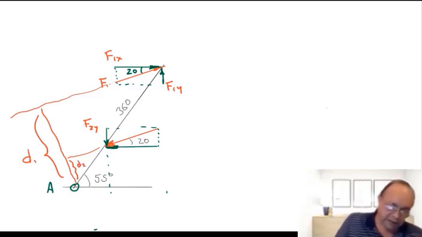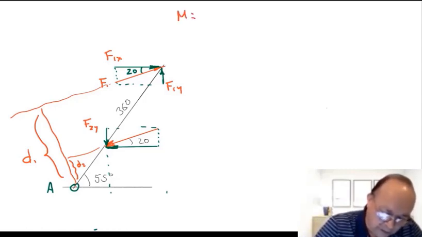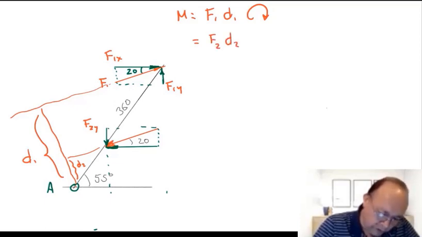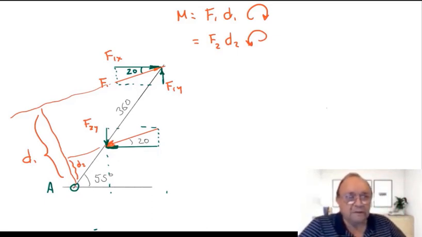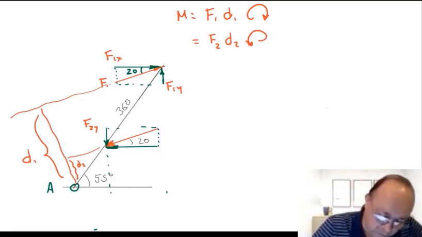If I can find that distance, D1 and D2, I can calculate the moment as F1 times D1, and that will go in this direction, right? And the other will be F2 times D2, and that will go in this direction. Does everybody see that? Anybody doesn't see that? So the moment will be the summation of those two moments.